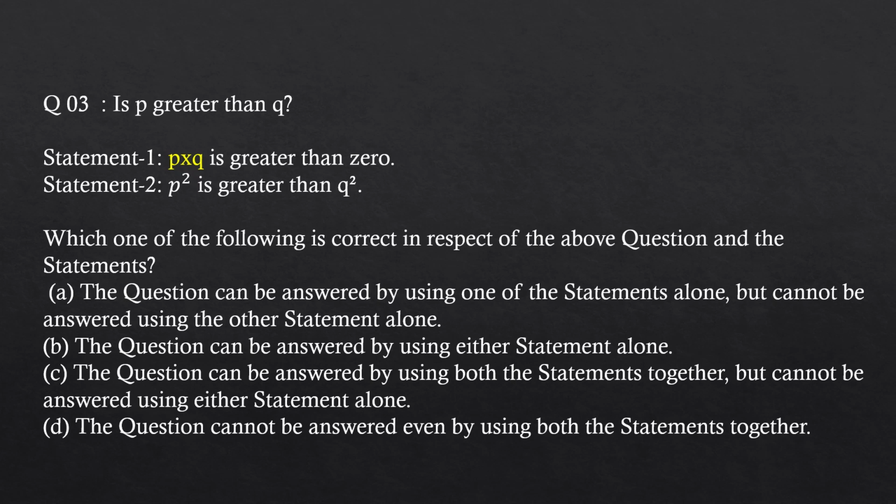A, the question can be answered by using one of the statements alone, but cannot be answered using the other statement alone. B, the question can be answered by using either statement alone. C, the question can be answered by using both the statements together, but cannot be answered using either statement alone. And option D, the question cannot be answered even by using both the statements together. So this is a typical CSET type question. Now we'll see the solution.